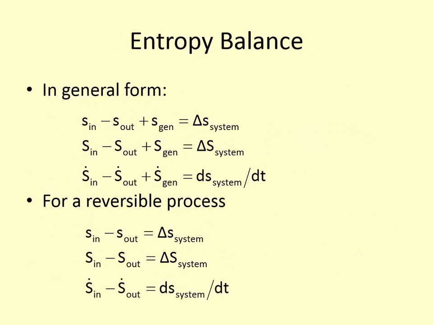In general terms, the entropy balance can be seen in several different ways. S in minus S out plus S gen equals delta S. If it's a reversible process, then the entropy generation term goes away, so we just have S in minus S out equal to the change in entropy of the system. For a reversible steady flow process, S in would be equal to S out, or S dot in would be equal to S dot out.